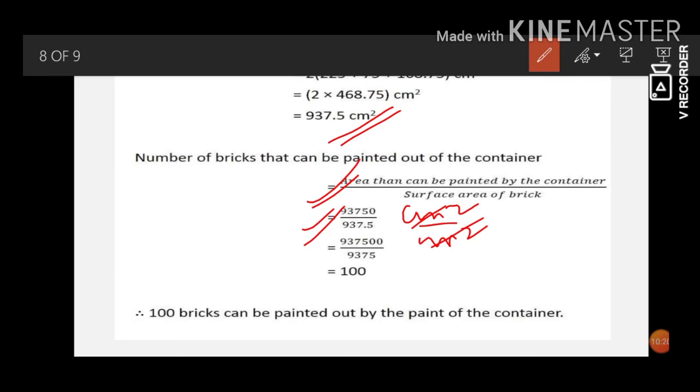So on dividing, we will get 93750 divided by 937.5. We will remove this point and the point will go up as 10. We can cancel each other. See, all the numbers are the same, 937500 by 9375. So it will cancel each other and we will get 100. So 100 bricks can be painted out of the container.